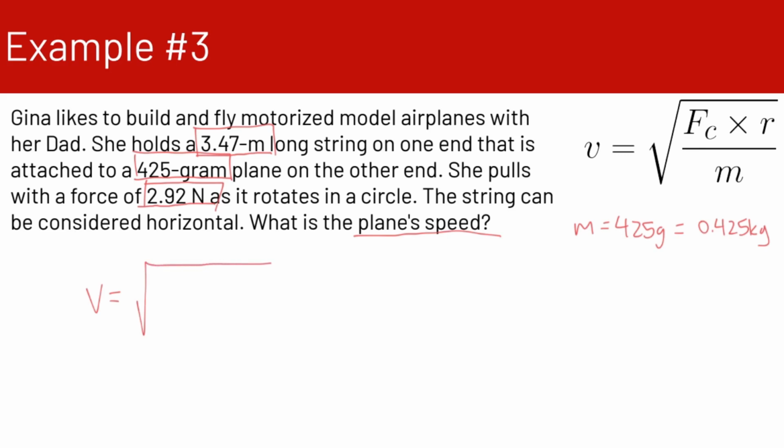All right, so we'll plug all this into our equation. We have the force, 2.92 newtons, times our radius of 3.47 meters, all divided by the mass of the plane, which is 0.425 kilograms. And that's going to give us the plane speed of 4.88 meters per second.